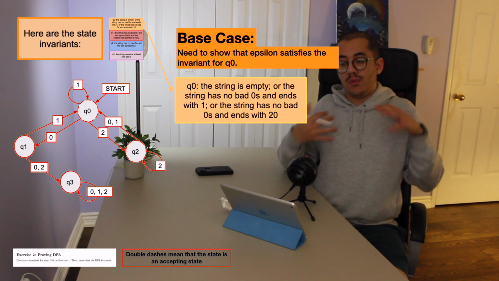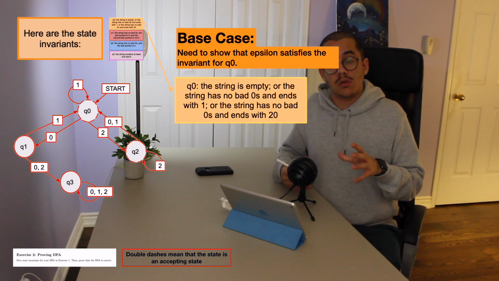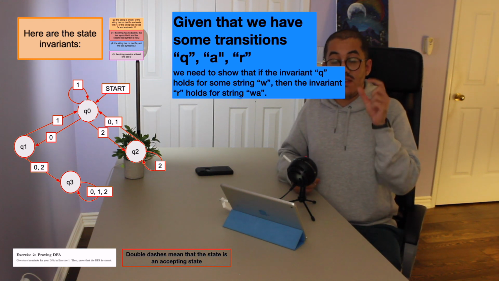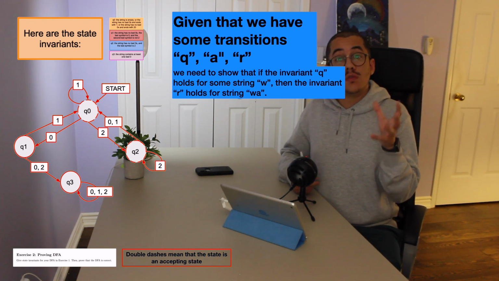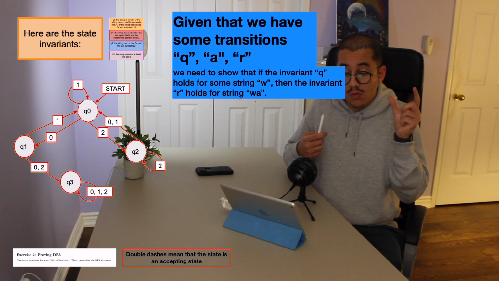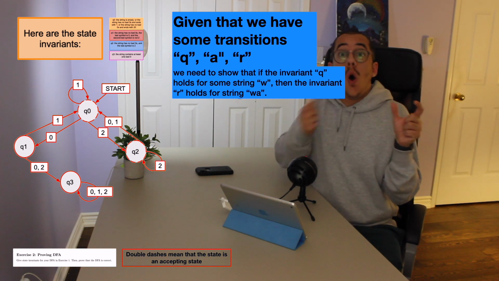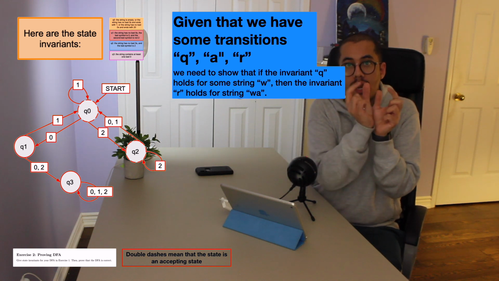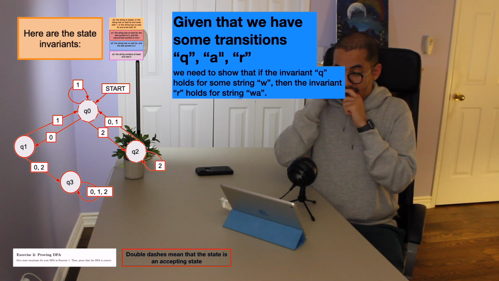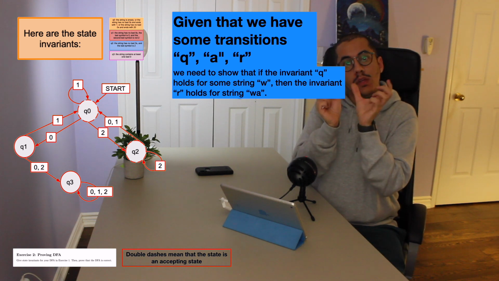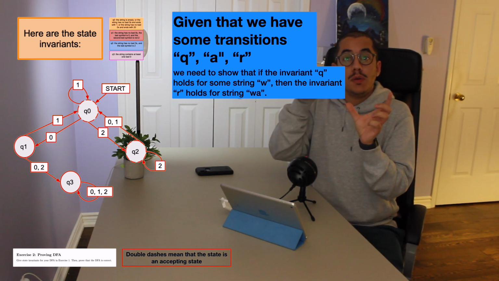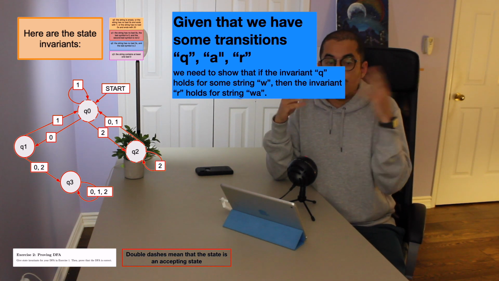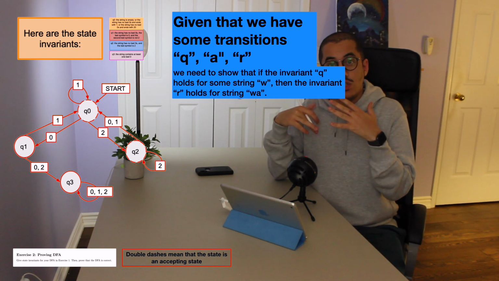All right, now we have to prove how these transitions work. For each of these transitions, we have to show that if the invariant Q holds for string W, then the invariant R should hold for string WA, A being one element that's added to W. Meaning that every time you add something to a string, there should be another invariant ready that matches it. And we do this separately for each of these transitions.